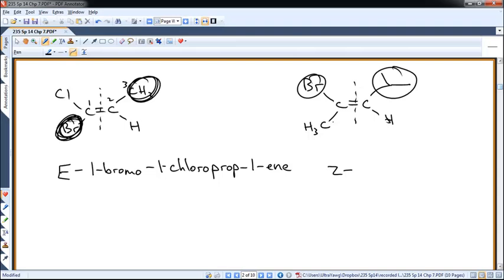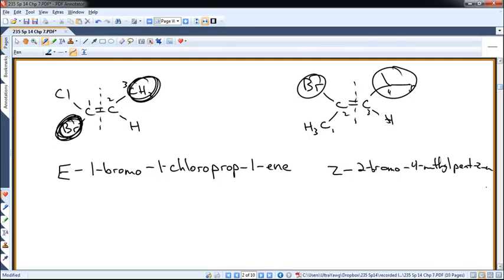In this case, the longest chain is 1, 2, 3, 4, 5. So at the 2 position we have a bromo, and at the 4 position we have a methyl. So 2-bromo, because B comes before M, 4-methyl, and 5 carbons long. Oops, there would be no hyphen there. Pent-2-ene. Okay.